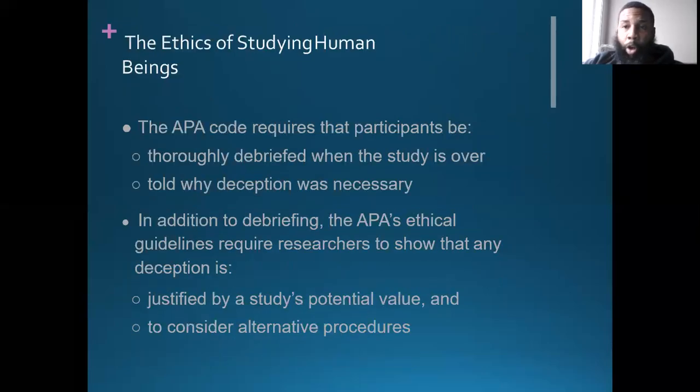Right? You also must do debriefing. So when a study is over, you must discuss with the participants what you were testing, why you were testing, why you asked the questions you did, and what was going on.